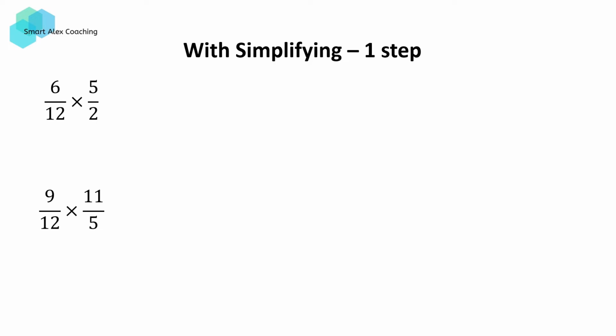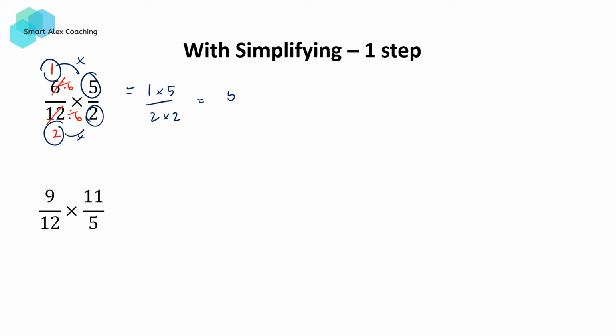This process also applies to improper fractions. Here I've got 6/12 times 5 over 2, and we can see that 5 over 2 is an improper fraction. What we're going to do is we're going to simplify 6 on 12 first. We do that simply by dividing the top by 6 and the bottom by 6 as well. 6 divided by 6 is 1, 12 divided by 6 is 2. We then multiply out what is left. We're going to have 1 times 5 on the top over 2 times 2 on the bottom.